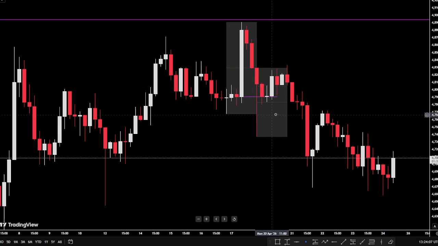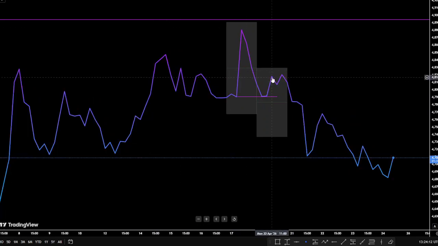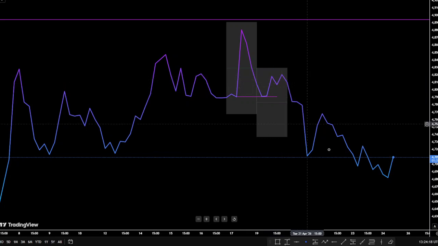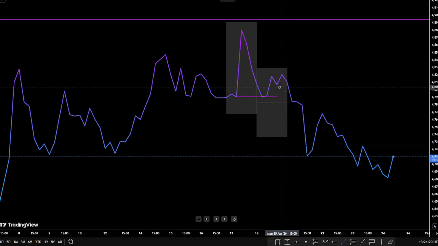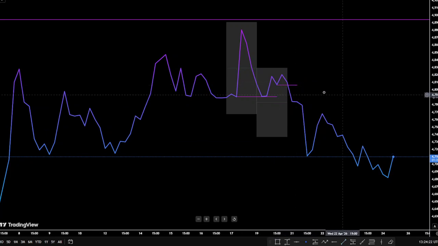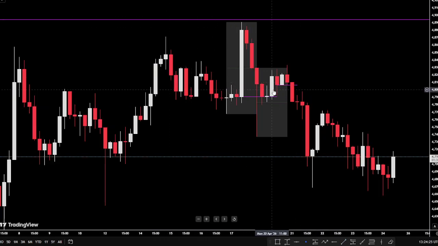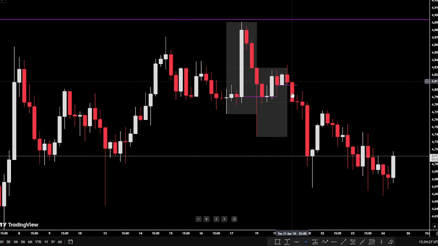Okay, so where were we? We got to this point, and then we can take note of the fact that we had a little breakout to the upside here, and then we got our first break of structure on the H4. Remember, this is the H4 candle, right? So we got the first break of structure to the downside.